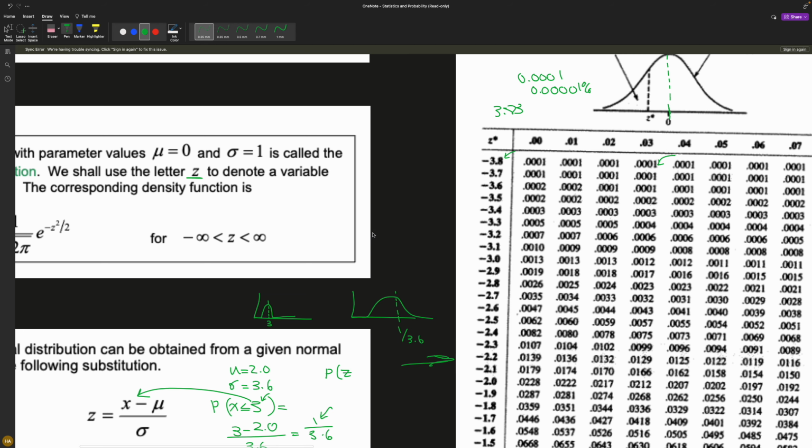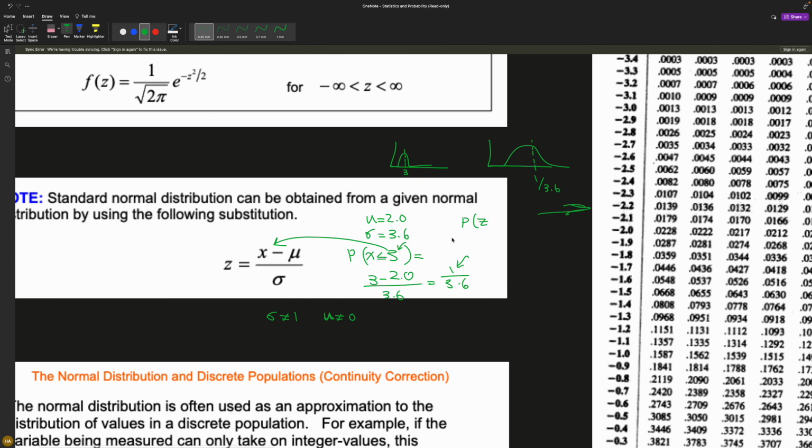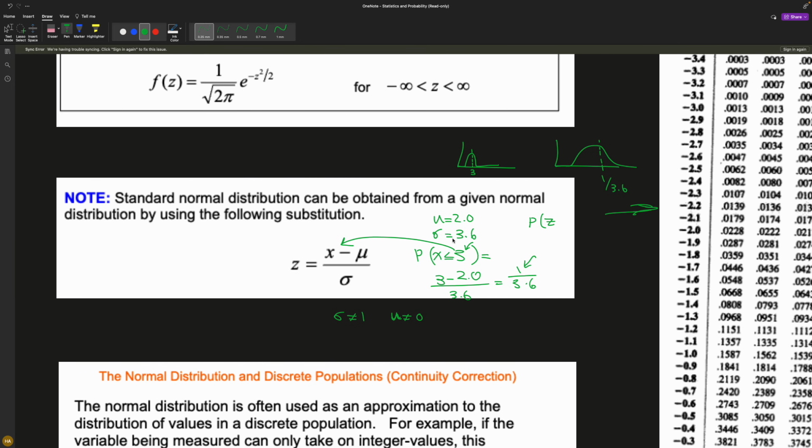Okay, so that's the whole point of the standard normal distribution: if I don't give you a function that you can integrate to get the area under the curve for your probability, then you'll just standardize it. As long as you have your mu, sigma, and x, you can standardize it and get its equivalent value on the standard normal distribution. And then you'll be able to use the table.